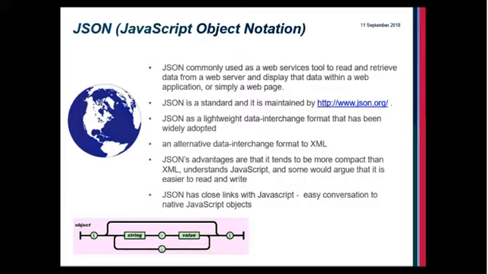In recent years, and partly because of its close links with JavaScript, JSON has become an accepted and popular alternative means to exchange data. Whilst XML is a tried and tested technology and it's already used in a huge range of applications, JSON has advantages in that it tends to be more compact than XML, it understands JavaScript, and some would argue it's easier to read and write. But these arguments aren't quite as clear as they should be.